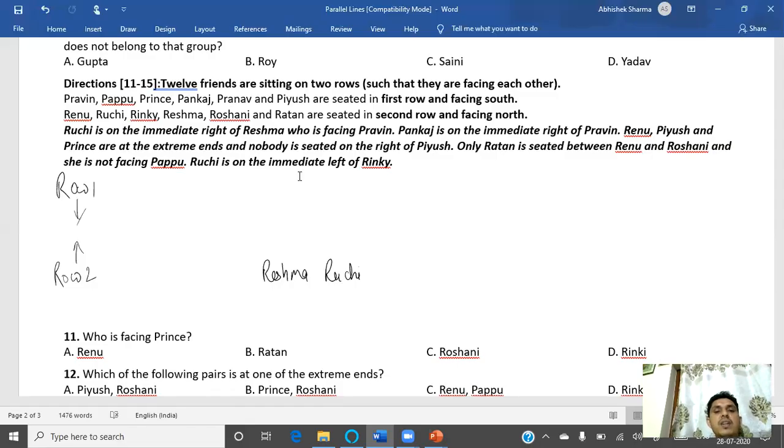Ruchi is on the immediate right of Reshma, who is facing Praveen. That means here Reshma is facing Praveen. So if Reshma is here, then Praveen must be here, right? Pankaj is on the immediate right of Praveen. So if Praveen is here, that means Pankaj must be here.